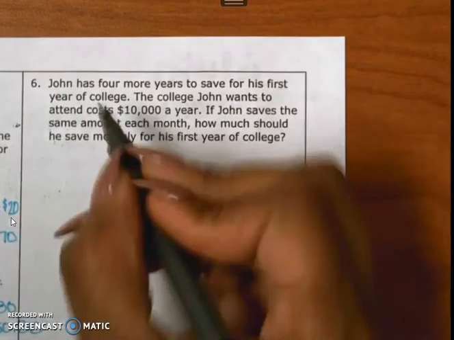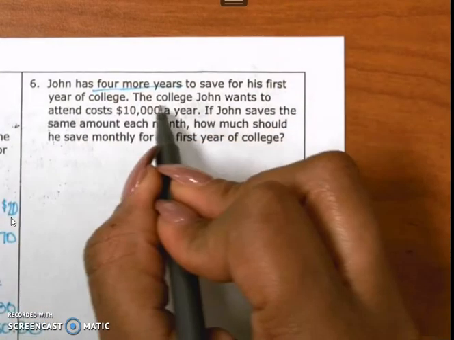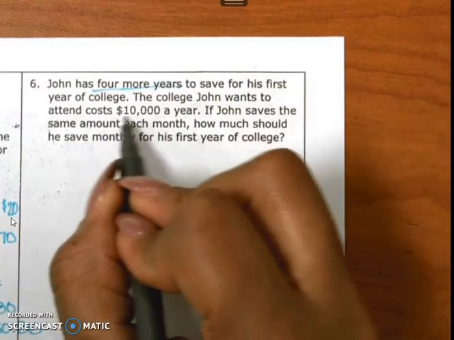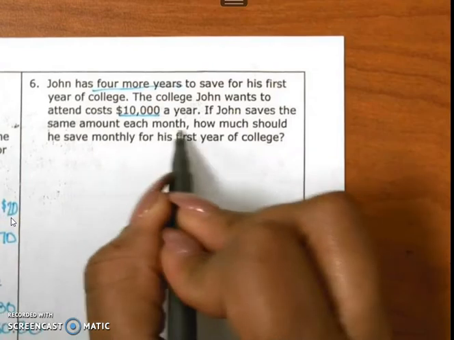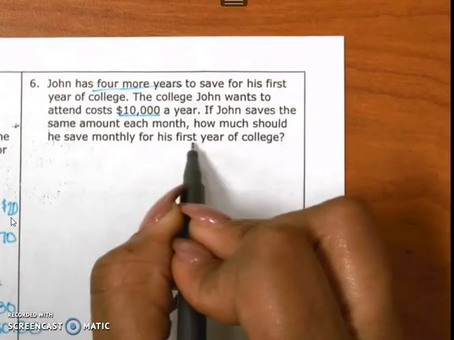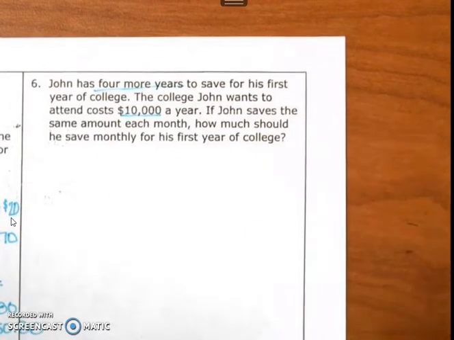Okay. Let's look at number 6. John has 4 more years to save for his first year of college. The college John wants to attend costs $10,000 a year. If John saves the same amount each month, how much should he save monthly for his first year of college? This is not an interest question. This is just asking about savings for college.